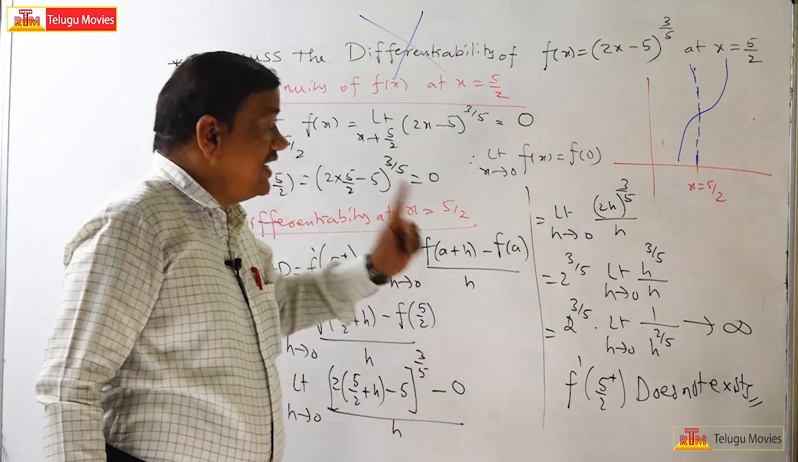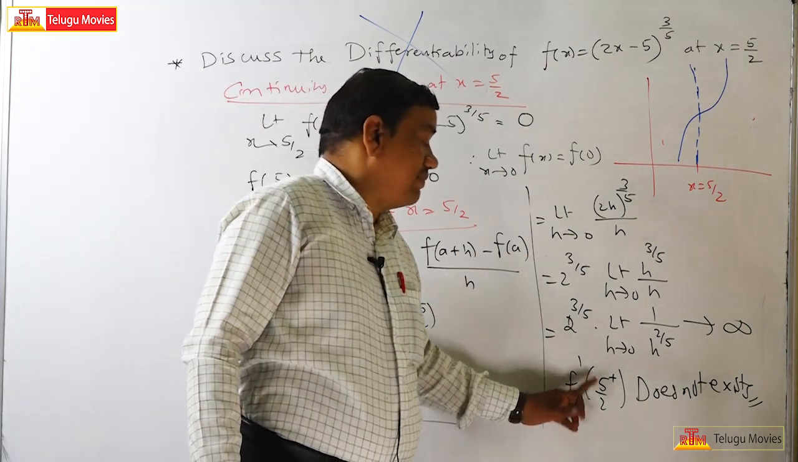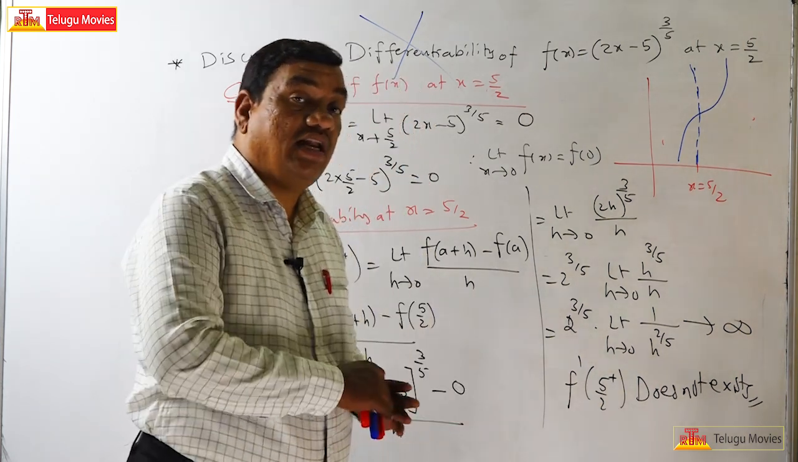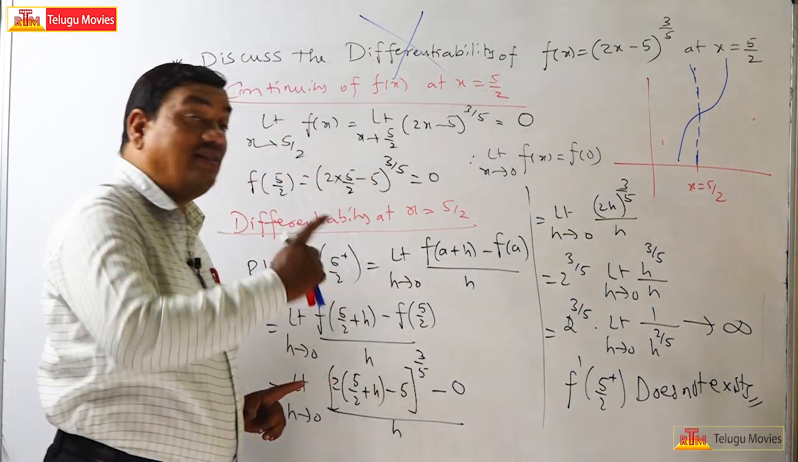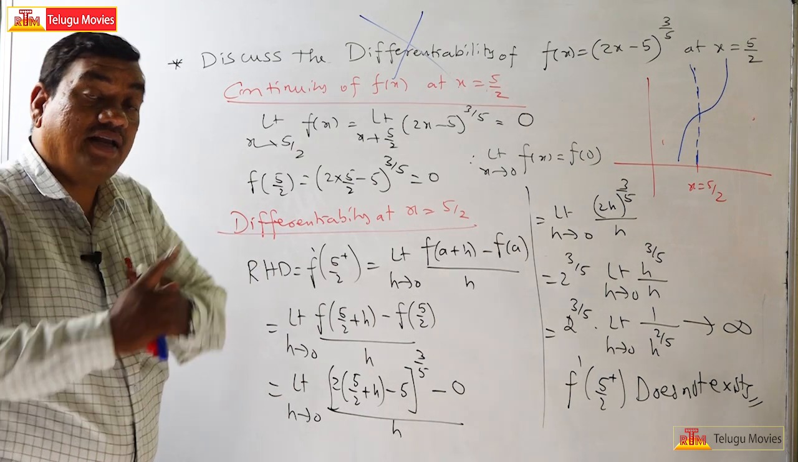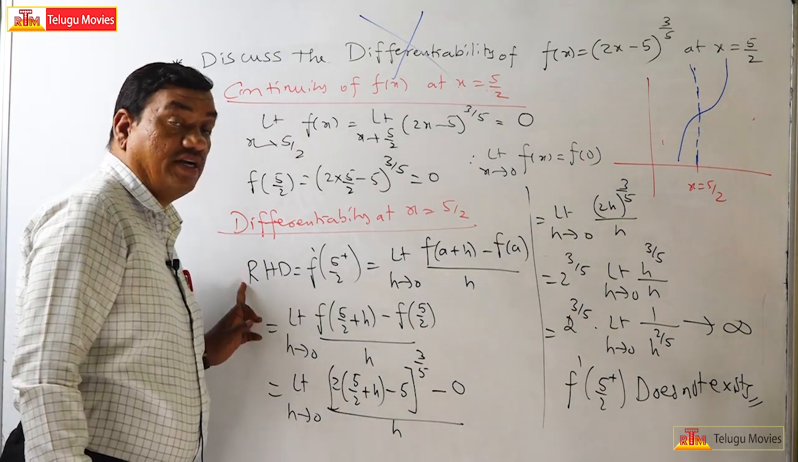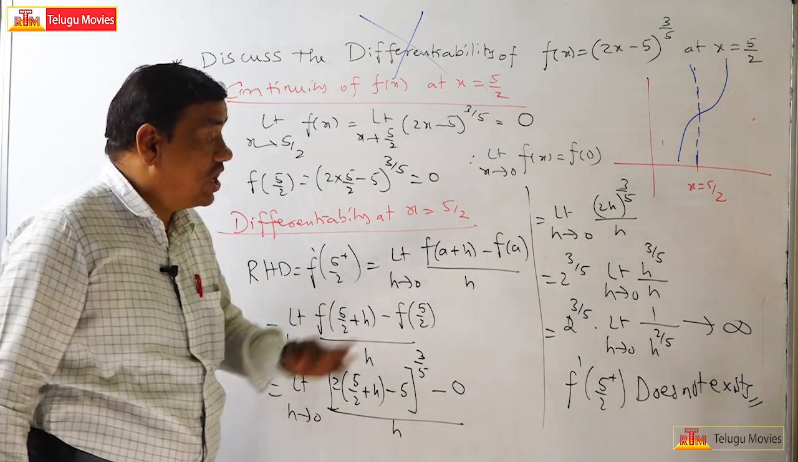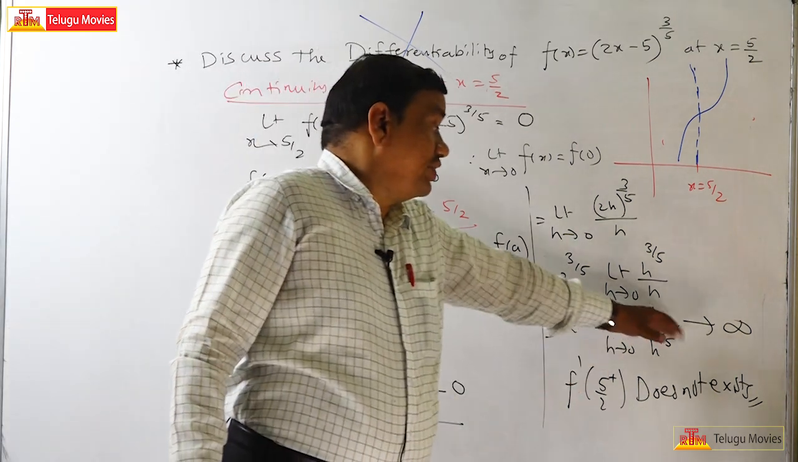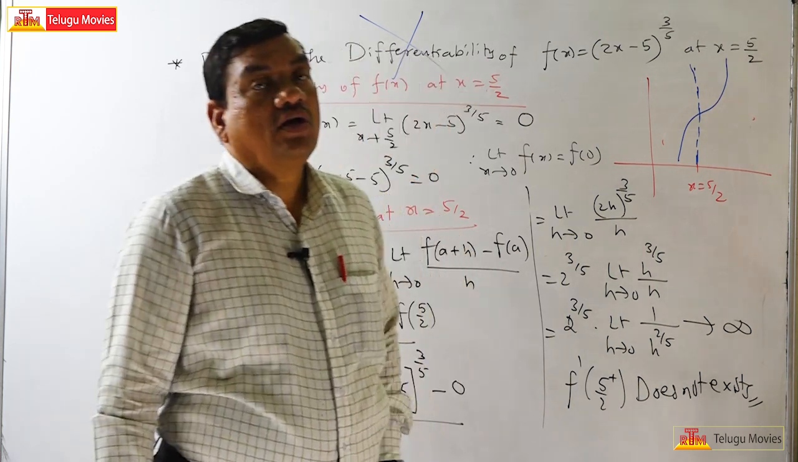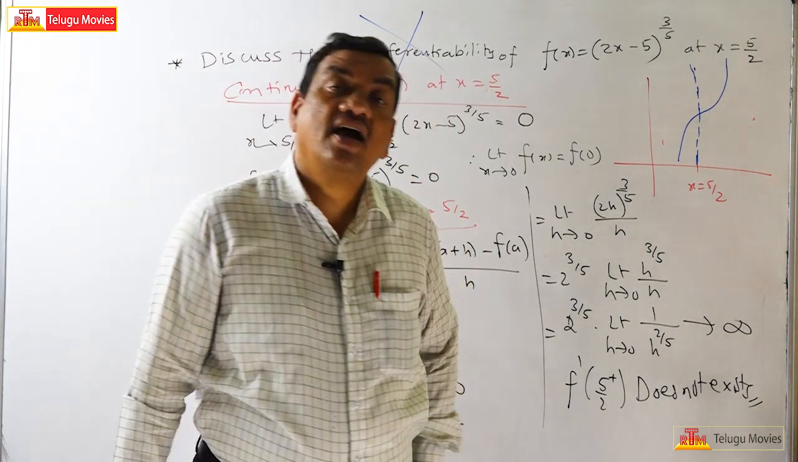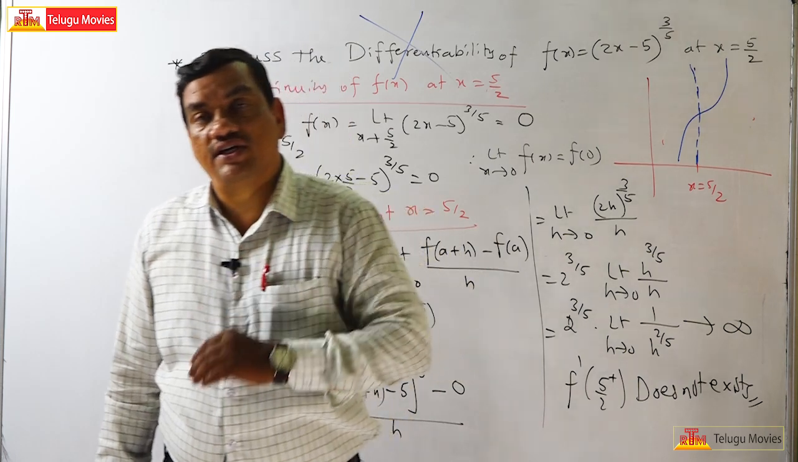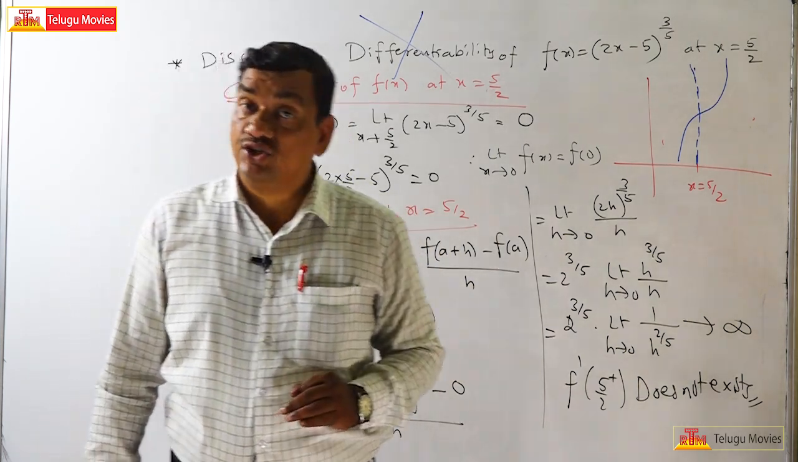So there is no need to check f dash of 5 by 2 minus, no need to check the left hand side derivative. We already discussed the theory part: if either of the limits or derivatives, right hand side derivative or left hand side derivative, or both do not exist, and it tends to infinity, then there will be a vertical tangent at that point. Therefore, it is not differentiable at that point.